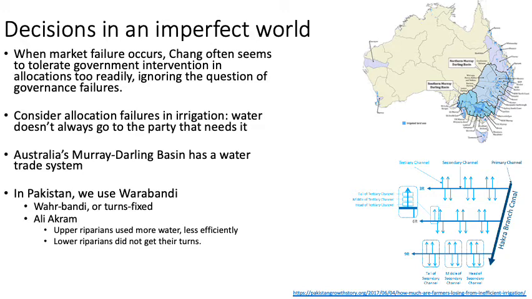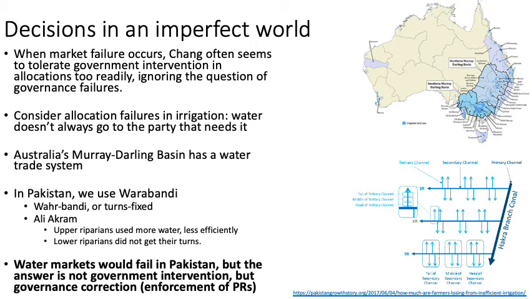Contrast that with us. Our main problem, or one of the main problems that we have, is that you're not getting your turn in time. So water markets would fail in Pakistan, but not because we needed government intervention, which is what, reading between the lines of the book, is what Chang might suggest. But instead, we need governance correction or the enforcement of property rights, as I've also talked about in the past.